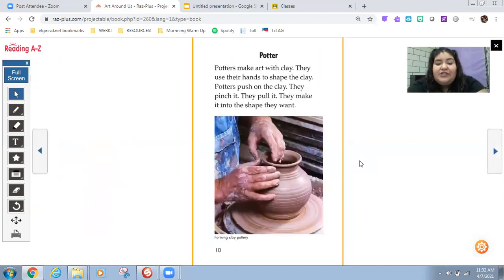Potter. Potters make art with clay. They use their hands to shape the clay. Potters push on the clay. They pinch it. They pull it. They make it into the shape that they want. And it says here, forming clay pottery. They actually have these classes around Austin where you can make your own pots and pans. I remember, I think I was in middle school when I made my first type of pottery.